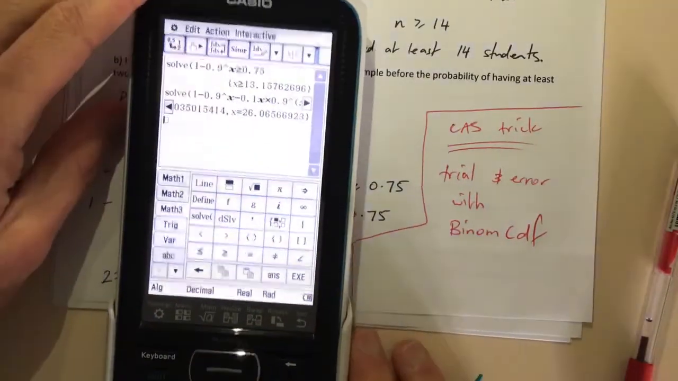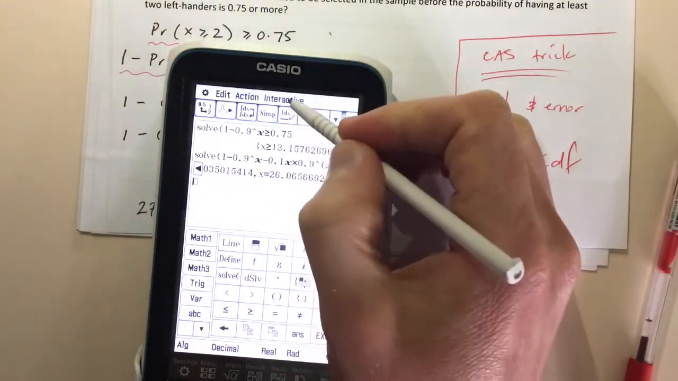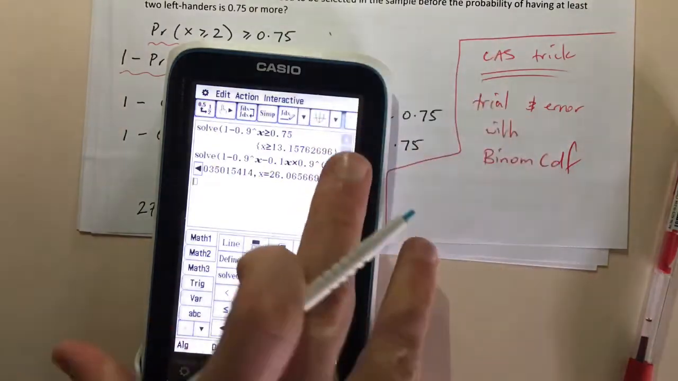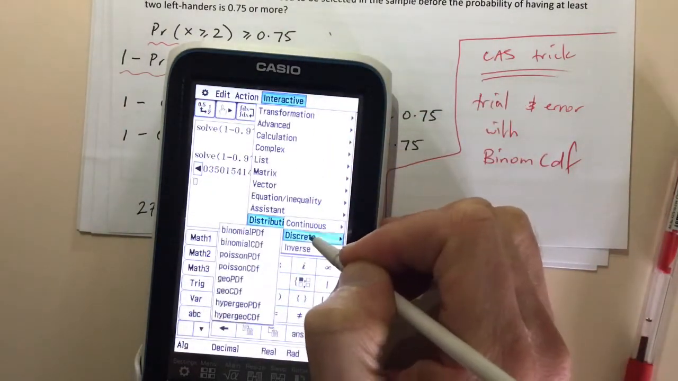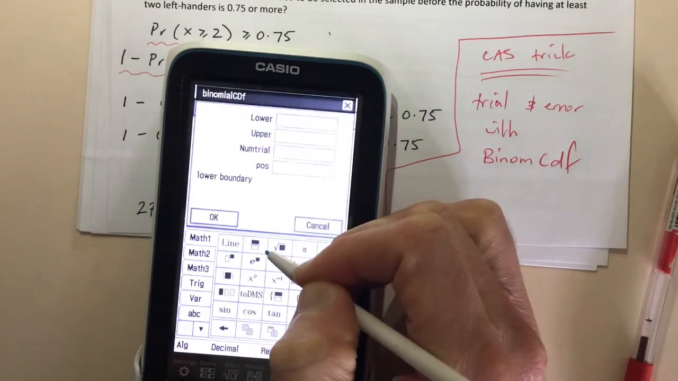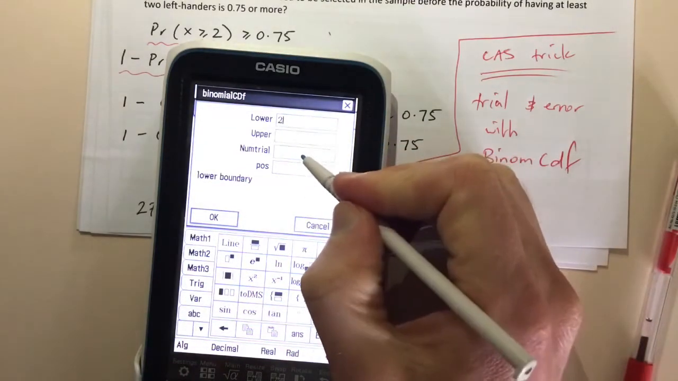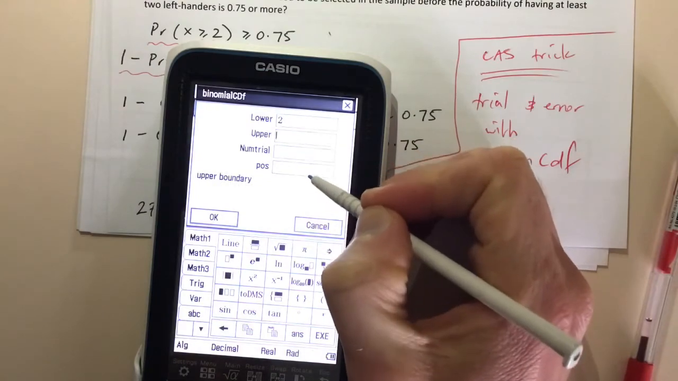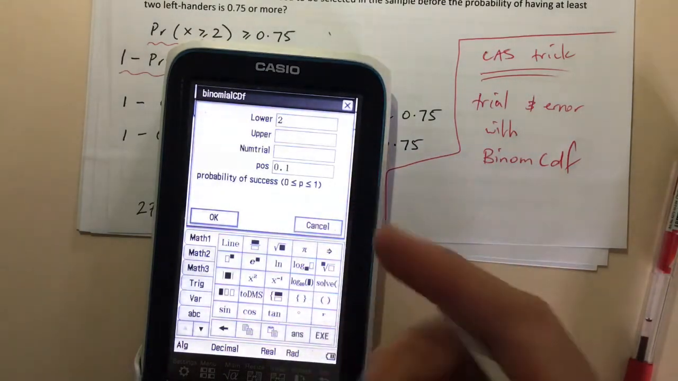So this question was saying, if we're redoing part B, that we didn't know the sample size, but we were interested in having at least 2 left-handed. So let's go interactive, distribution, discrete, and binomial CDF. If we wanted at least 2 successes in our sample, then the lower limit would have to be 2. The number of trials is the one we don't know, and the upper limit, therefore, we wouldn't know either. The probability of success, we did know, that was 0.1, because 10% of people were left-handed.